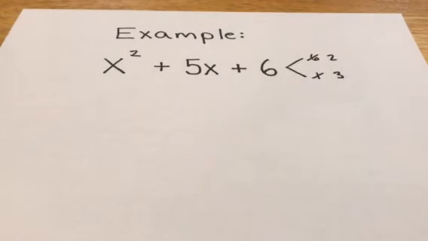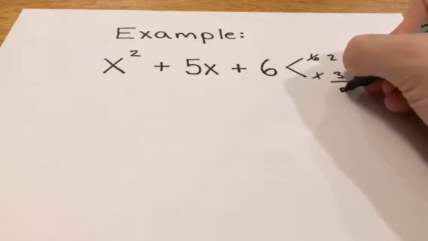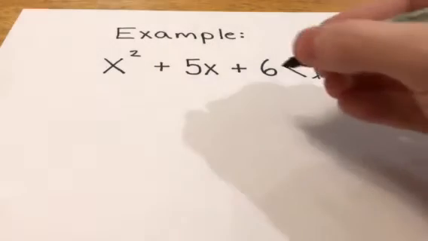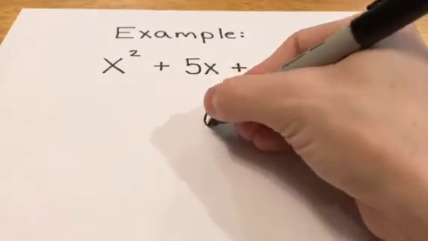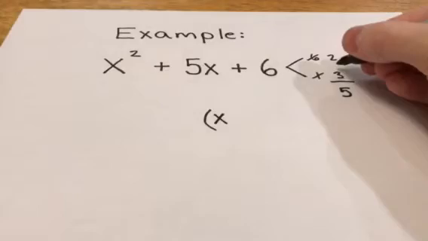Well, we know that 2 and 3 are going to multiply to 6, but we also know that 2 and 3 are going to add up to 5, which is great. We get back to that middle number. So then what we do is we take those two numbers and put them in parentheses with x. Now, if the two numbers are positive, we're going to put a plus in between them and the x. So we're going to do x plus 2.